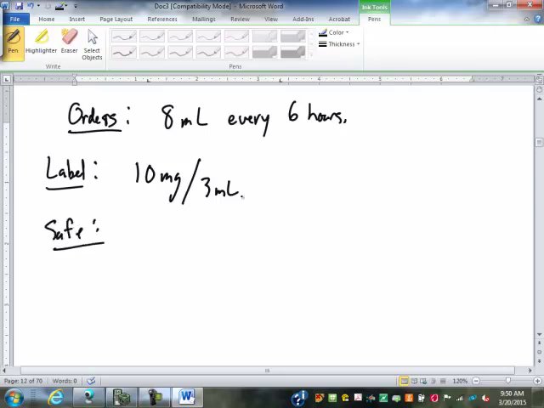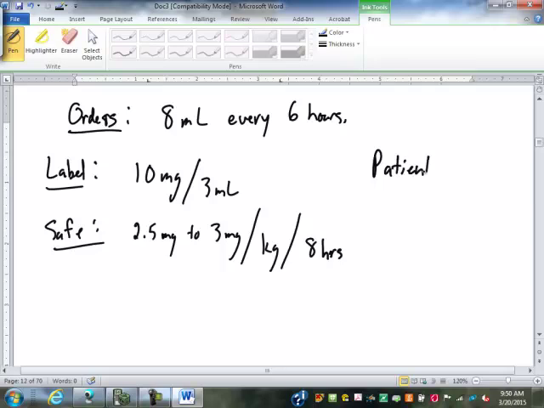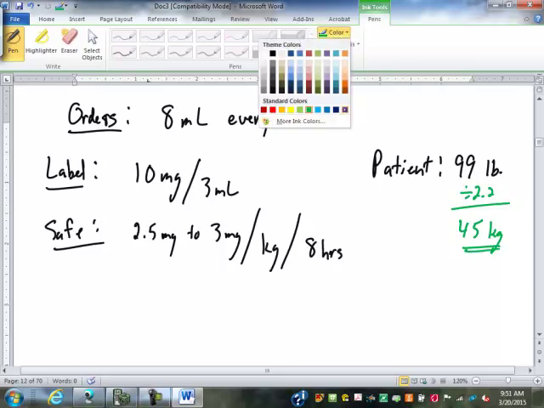You look it up, and the safe dose is 2.5 milligrams to 3 milligrams per kilogram per 8 hours. Let's say this patient weighs 99 pounds. So what's our first step here? Figure out if this is a safe dose. Weight conversion: divided by 2.2 gives us 45 kilograms.